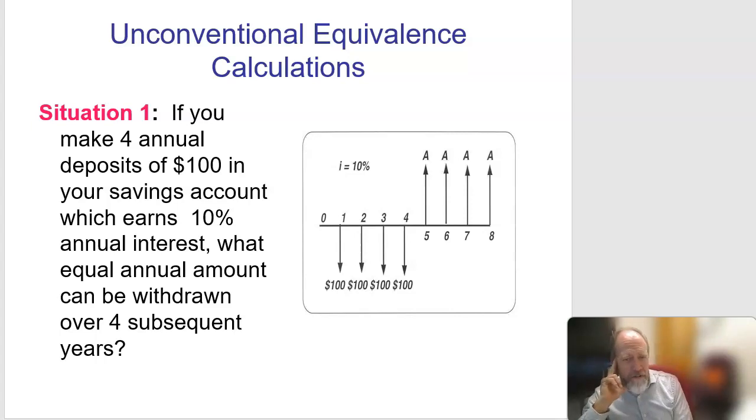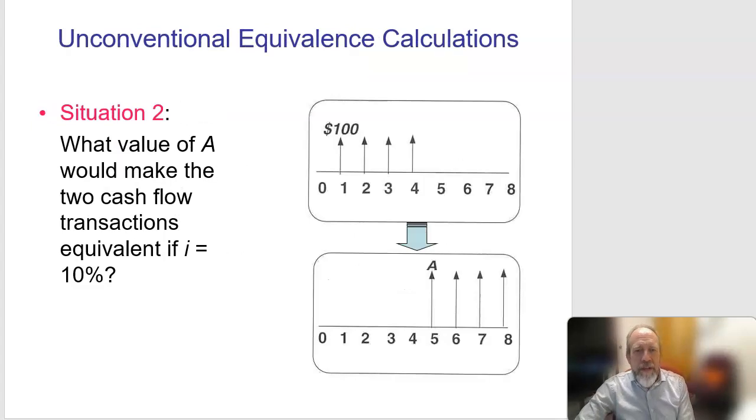What about another question where you say, if we deposit $100 a year, let's just use years, for 4 years, how much can I take out in years 5, 6, 7, and 8? Well, first, that's probably more than $100. You're going to get some interest there. At 10% interest, it should be pretty good. So what could this be?